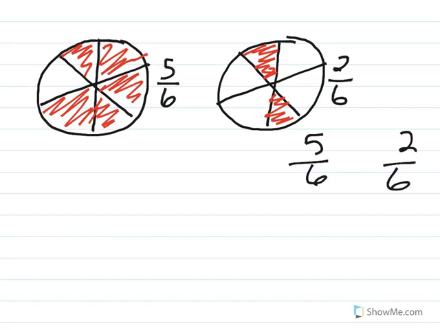Again, I have to decide which comparative symbol goes in between them. Looking at my picture, I can see that the 5/6 has a lot more of it shaded than the 2/6. Since the denominators are the same, I can also just look at the numerators, and I know that 5 is greater than 2. Therefore, 5/6 is greater than 2/6 because they are broken into the same amount of pieces.